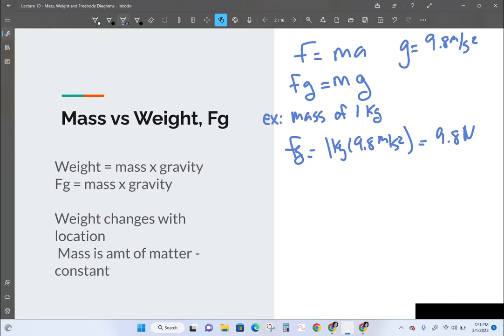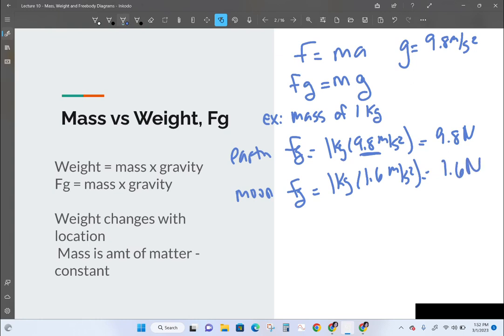So, if I double the mass, right, then I double the weight. But remember that the weight depends on gravity. And this is gravity for the Earth. So on Earth, the apple weighs 9.8 newtons. But on the moon, gravity is only 1.6. So its weight on the moon would be 1 kilogram times 1.6 meters per second squared. So it only has a weight of 1.6 newtons.